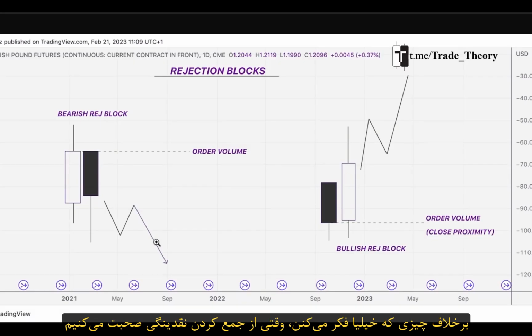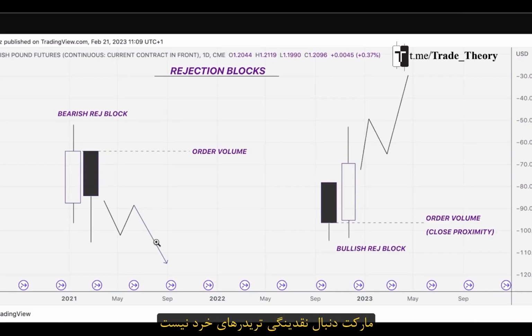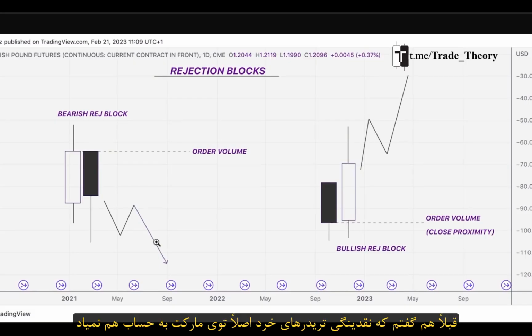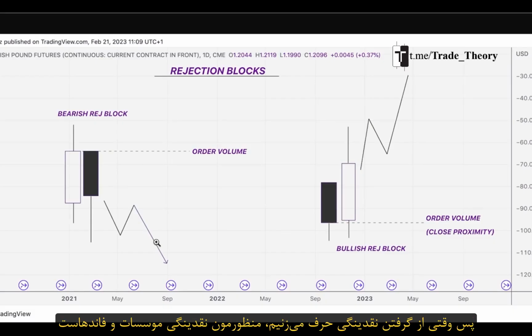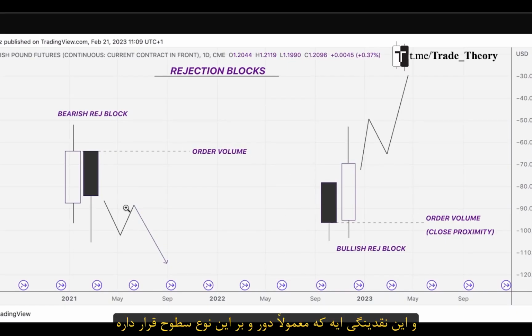Now, contrary to what you think, when we run liquidity in the marketplace, we're not running retail liquidity. We're not running your liquidity, we're not running the average Joe's liquidity. Like I've mentioned before, they don't even measure up to the liquidity in the marketplace. So whenever we talk about running liquidity, we're always discussing the funds. So that's the liquidity that will rest around these types of levels.